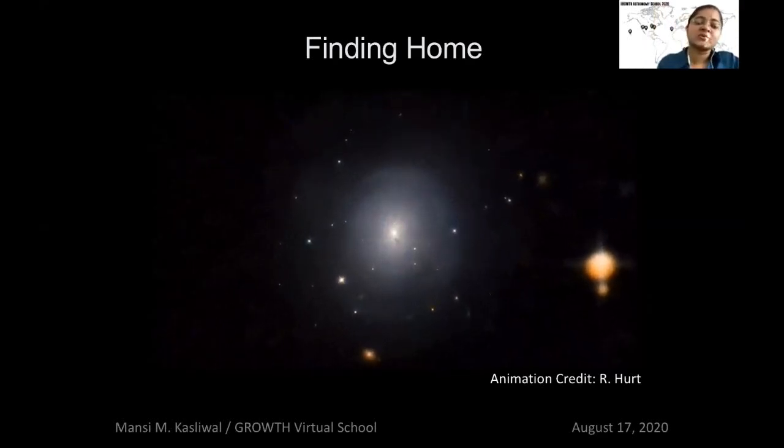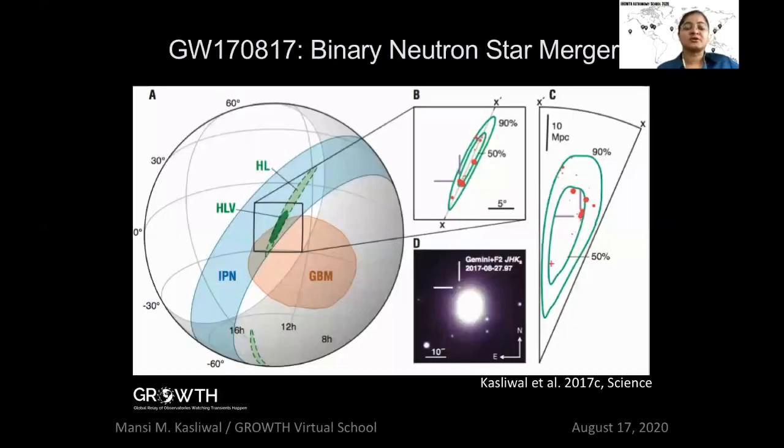It was so well localized that very quickly, within about 10 hours after merger, we were able to pinpoint that this galaxy, NGC 4993, is the true home of the merger. And in this galaxy, you see that little red dot on panel D here. That red dot is what all this excitement is about. That is the kilonova, or the optical infrared counterpart to this gravitational wave merger. And why it's red and what that redness means is what I want to explain to you next.